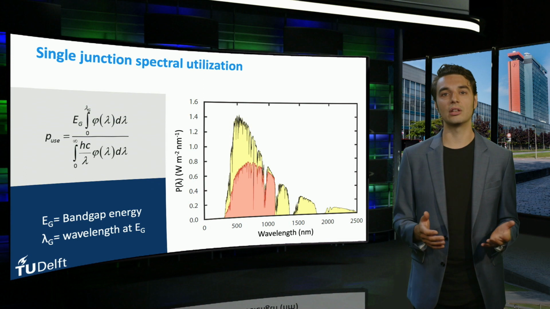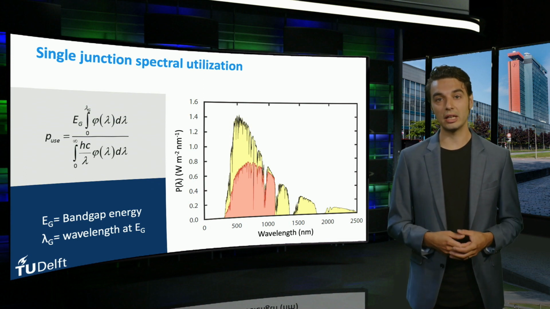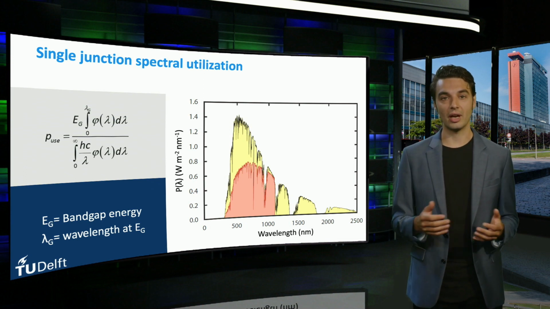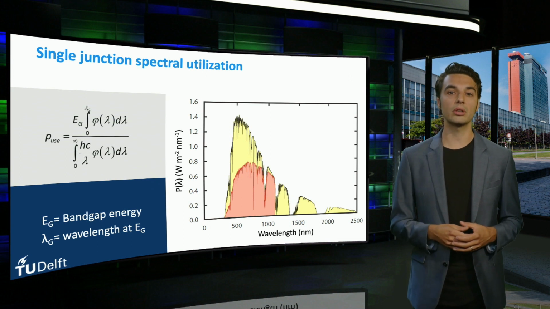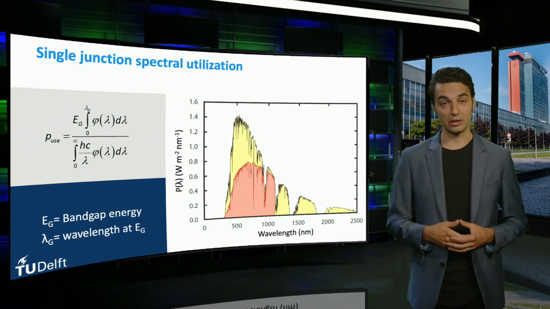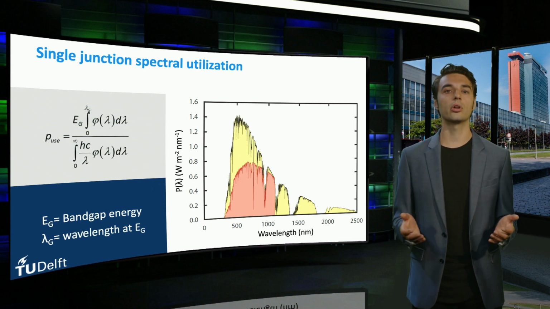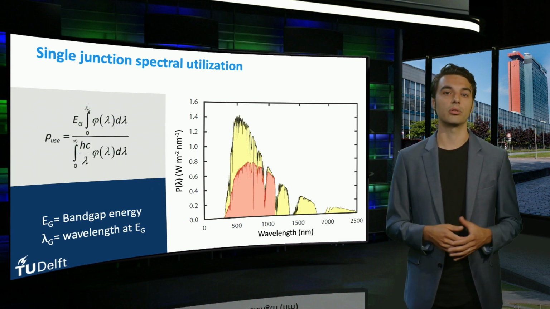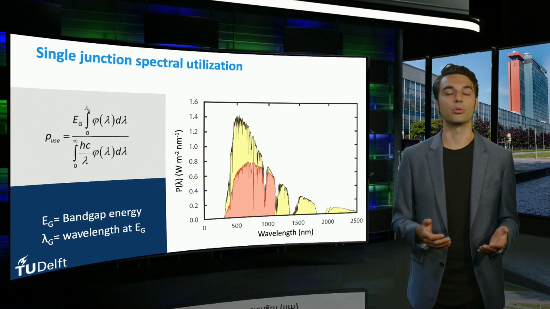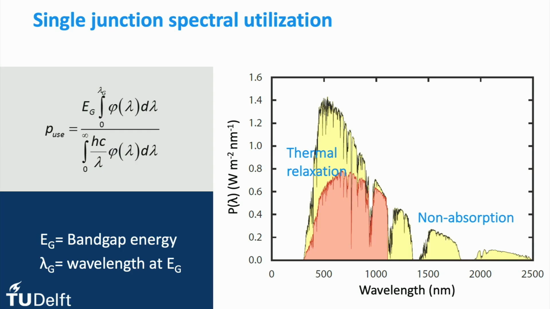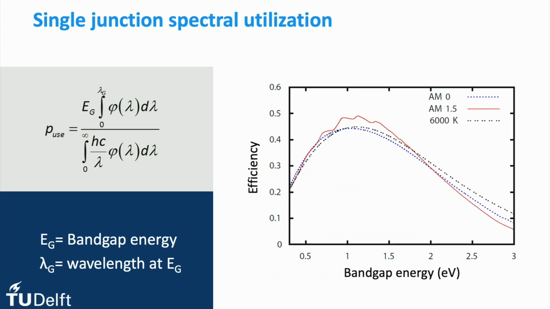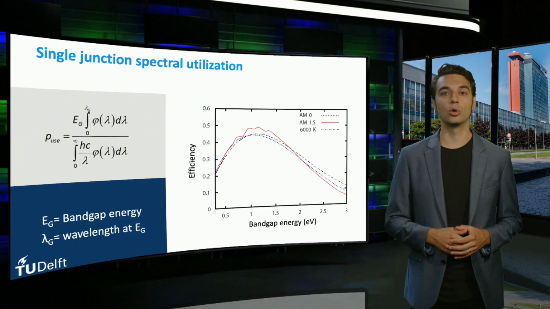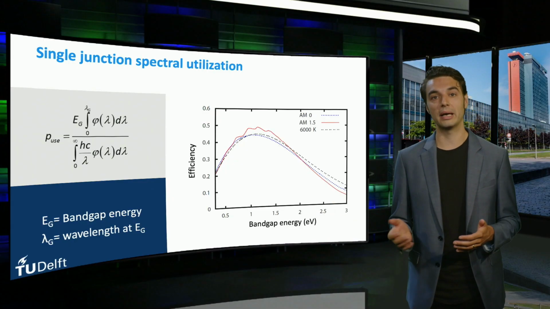The spectral irradiance of the AM 1.5 spectrum is illustrated by the yellow area. The red area illustrates the fraction of energy that can be utilized by a single junction crystalline silicon solar cell. Such a solar cell has a bandgap energy of 1.12 electron volts, which corresponds to a wavelength of roughly 1100 nanometers. Much of the energy from the short wavelength spectrum is lost due to thermalization. In the long wavelength spectrum, the losses are caused by non-absorption. This figure visualizes the trade-off between using an absorber layer with a large or a small bandgap energy.